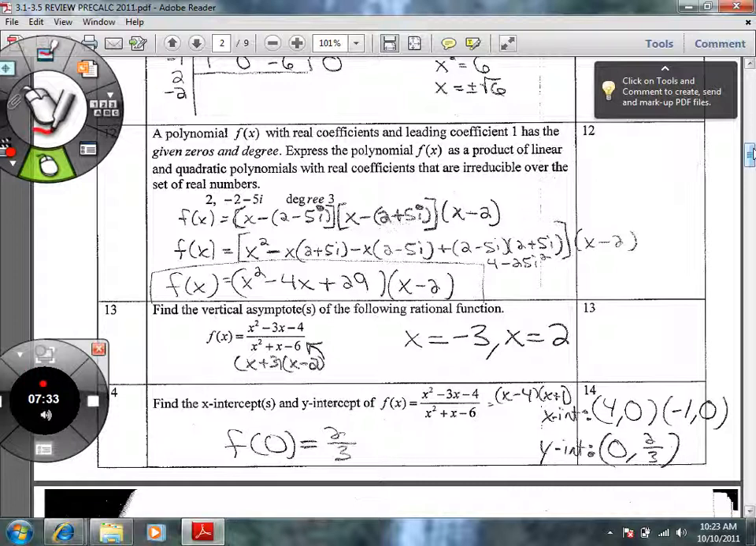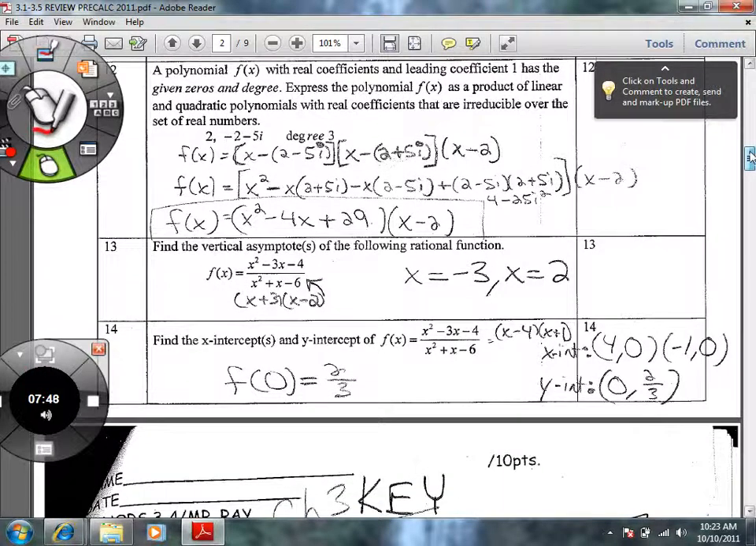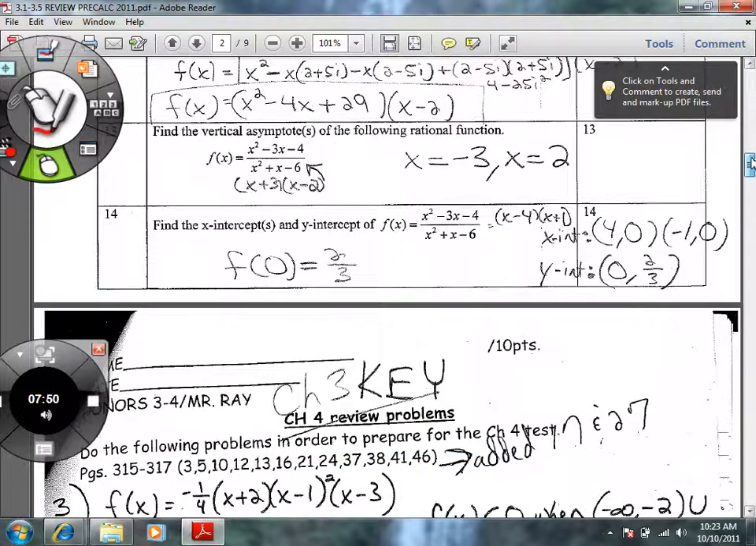Number 13, find the vertical asymptotes. That's always going to be the denominator. So we look at the real zeros of the denominator and see that after we factor it, it's pretty easy to tell that -3 and 2 would cause the denominator to be 0. Those are our vertical asymptotes.